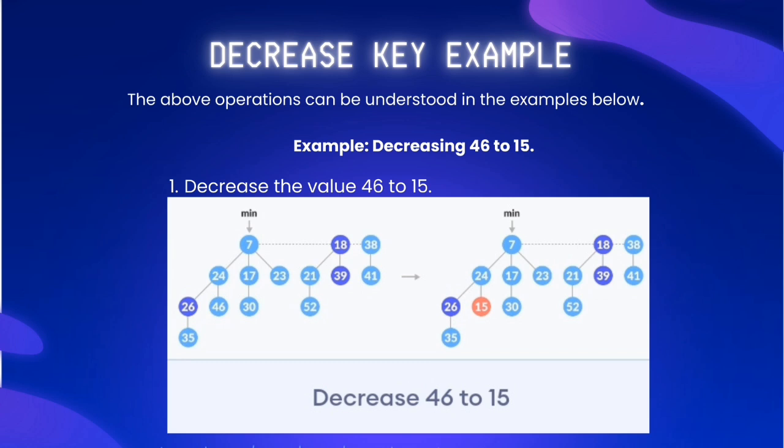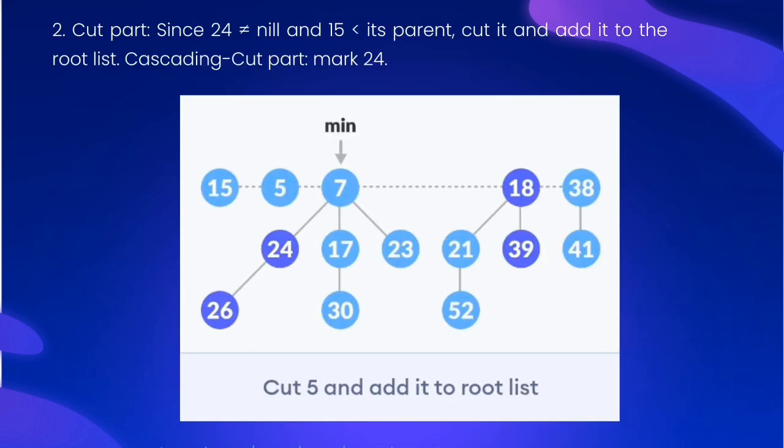So dito sa pic, makikita natin paano i-decrease si 46 to 15. So pinaliit natin yung value ni 46 to 15. Then we mark it red. So, mapupunta na tayo sa cutting part. Since si 24 is not null, then si 15 is parents na. Dahil naging mababa na ang value nito, i-add natin ito sa root list dahil mababa na ang kanyang value. Then, ina-mark natin si 24.